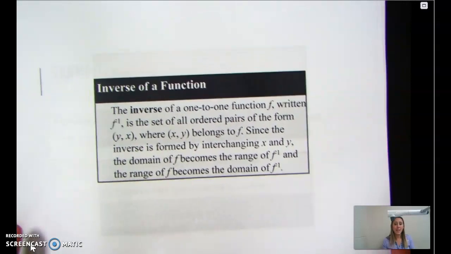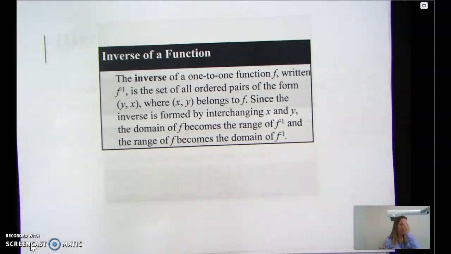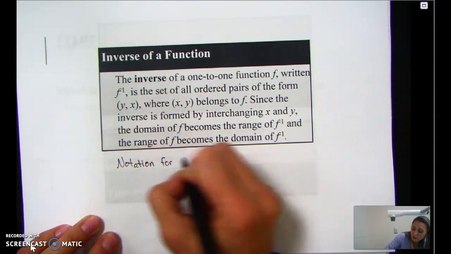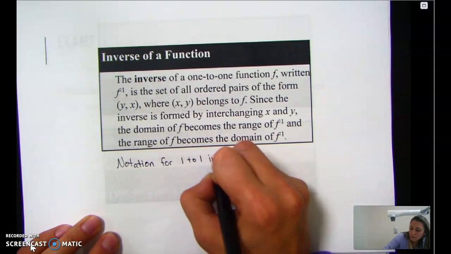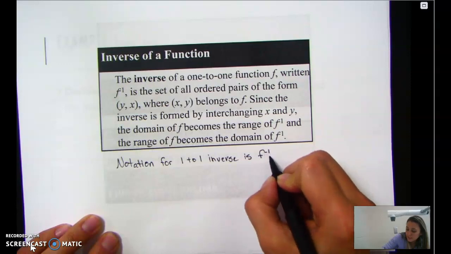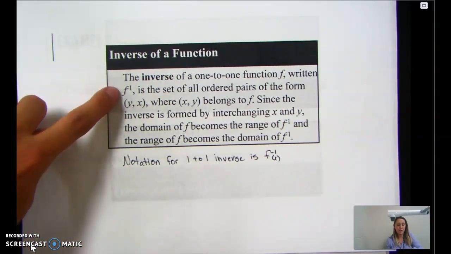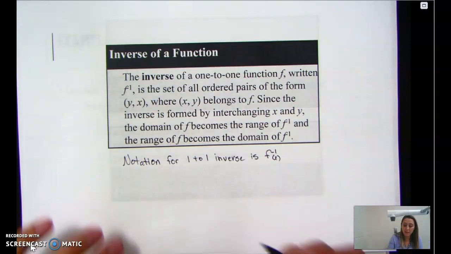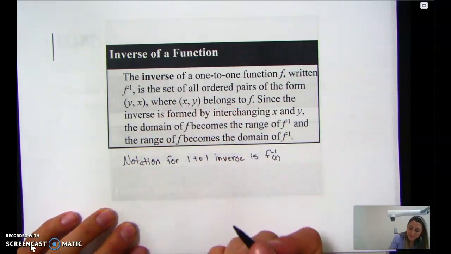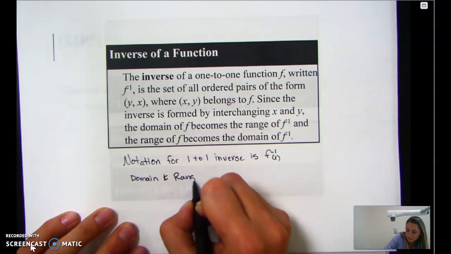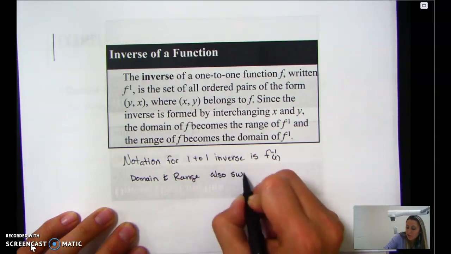Okay, so this is a fancy definition. The inverse of a one-to-one function is written this way. So the notation for a one-to-one inverse is like this. That's what that says right there. And that means that the set of all the ordered pairs, you can switch the x's and the y's. So that's what that says there. And that means that the domain and range also switch. So I'm going to give you an example.